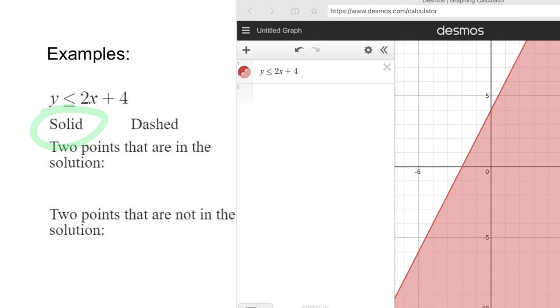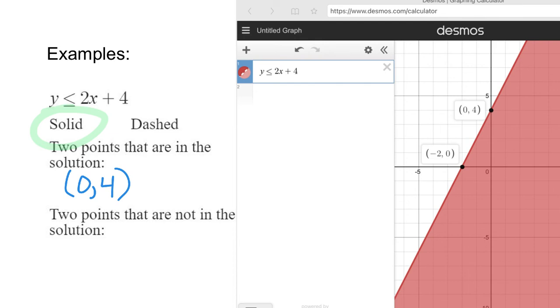So just for the sake of having a little bit of both on our notes, we see that we've got a point at 0, 4 or a point at negative 2, 0. I'm going to put one of those on my list. So I'm just going to put 0, 4. And then I'm going to give a point that's in the shaded area, like 0, 0. Now, you could have picked any point that was over here. You didn't have to pick those two, but that's just what I chose.